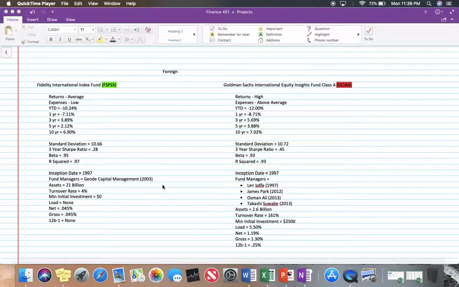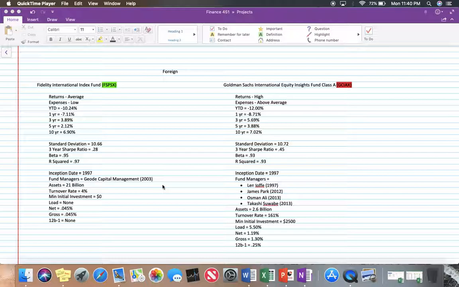And then with the Sharpe ratio, we have a 0.28 for the international fund, and the Goldman Sachs has a 0.45. So the Fidelity International Fund is not doing as well when it comes to gaining return for its risk. The Goldman Sachs fund does that better. When we talk about beta, as we said earlier, it just indicates how sensitive they are to the markets, which they're very sensitive. So with a 0.95 and a 0.93, they are fairly sensitive to market movements.